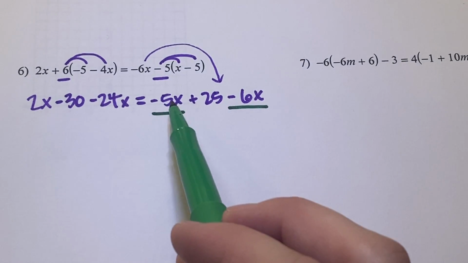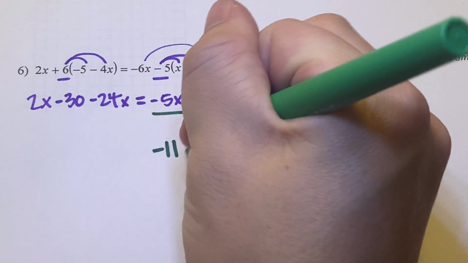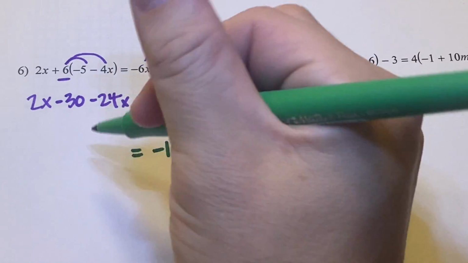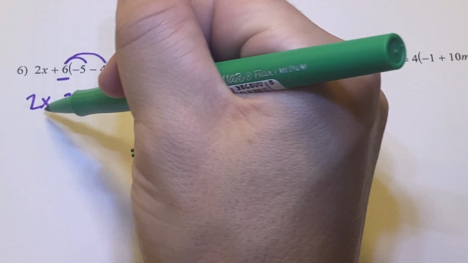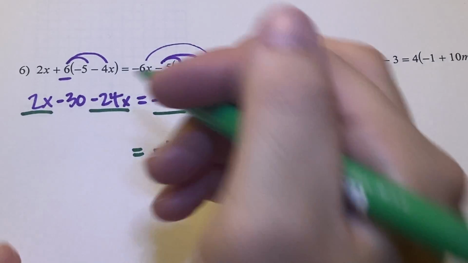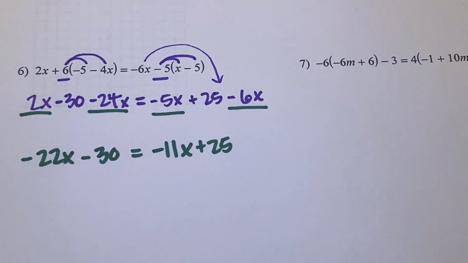What is negative 5x minus 6 more x's? Negative 11x. Then we have plus 25 still. Equals... and we have x's to combine on this side. What is 2x minus 24x? I'm at positive 2, then I subtract 24. Negative 22x, and minus 30. My x's still are on both sides, but that's okay. I just combined them to make it a little easier.